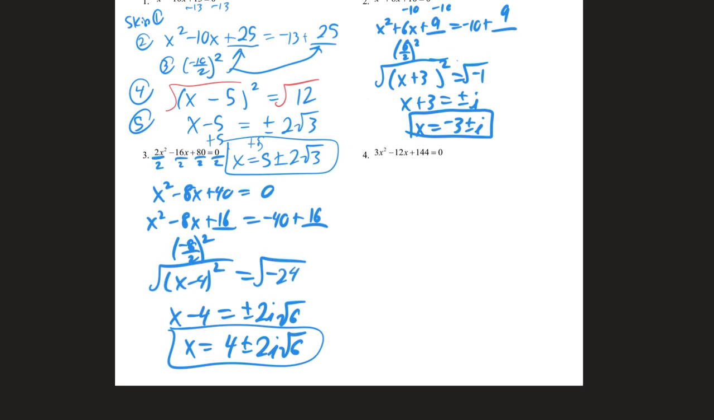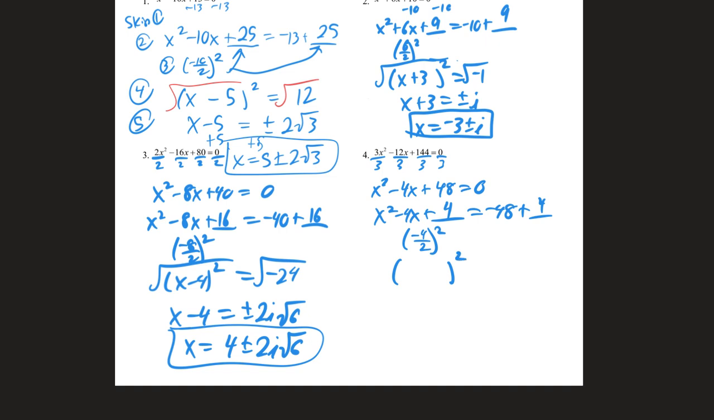And then number 4 is very similar. So I could divide everything by 3 this time, because that's my a. So I get x squared minus 4x plus 48 is equal to 0. Move the 48 to make room for a new constant, so subtract 48 to the other side. Fill in the blank by completing the square, so take half of b and square it. Negative 4 divided by 2 is negative 2. Negative 2 squared is positive 4. Add that to both sides. Factor the left-hand side to a perfect square trinomial. It's x minus 2 squared. And then the right-hand side would just be negative 44.